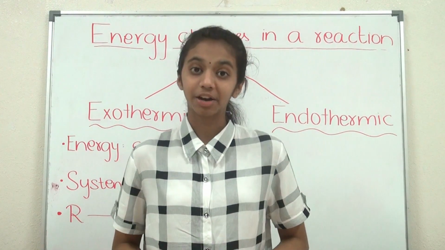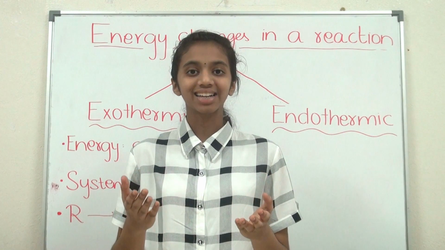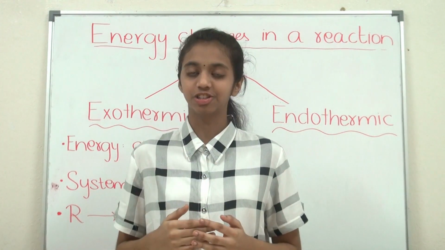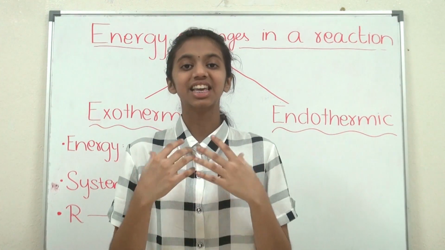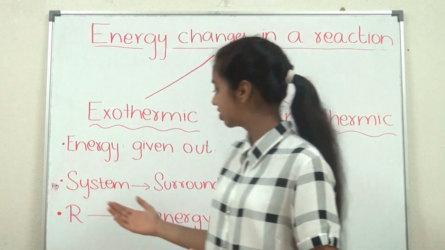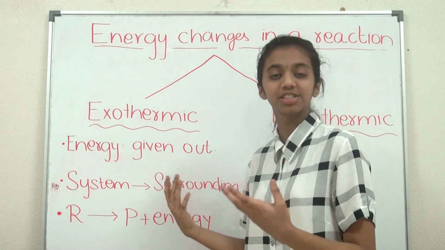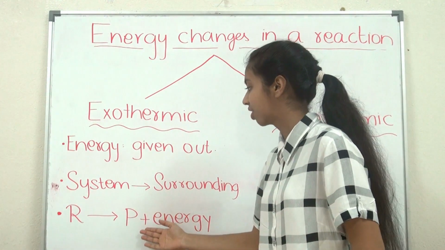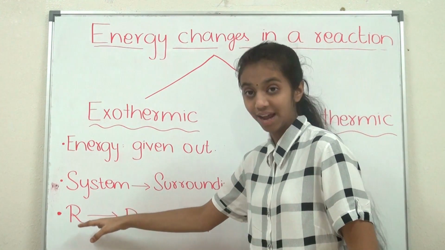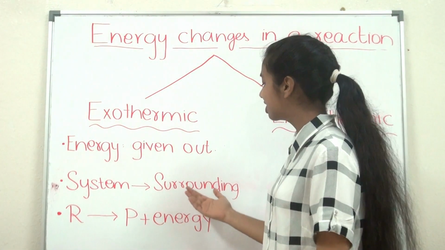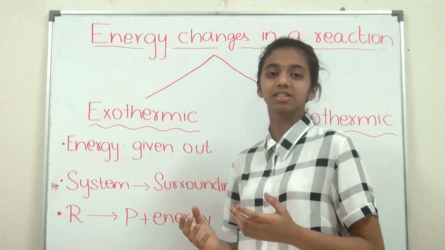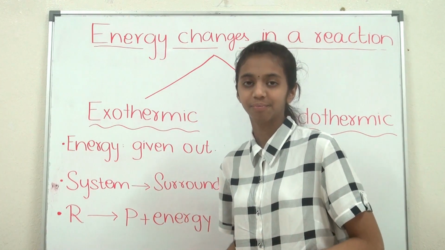In exothermic reactions, the reactant has the highest energy since it is giving out the energy. So as you can see here, the reactant gives out or transfers energy to the product, which is the system, the reaction taking place, and to the surrounding, which is the environment of the chemical reaction.